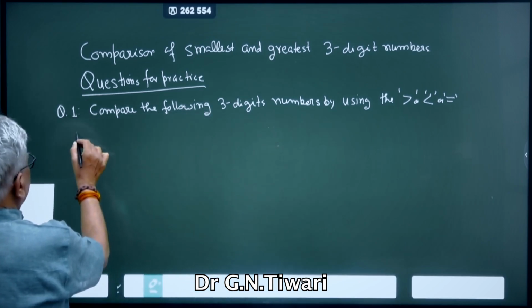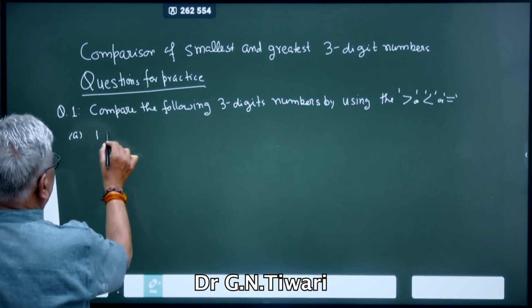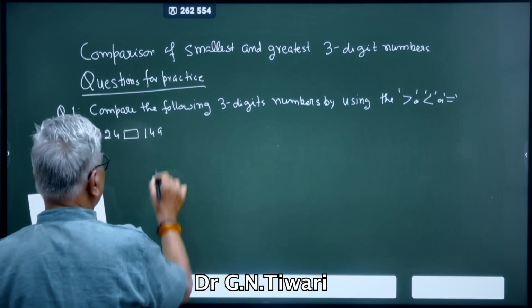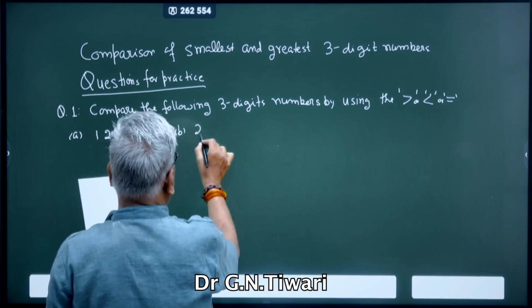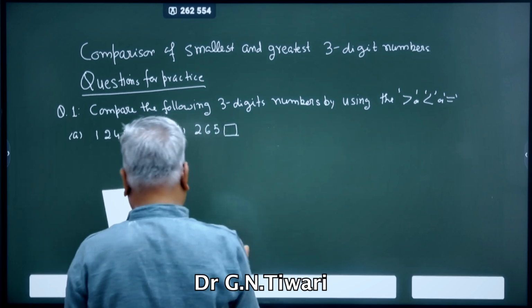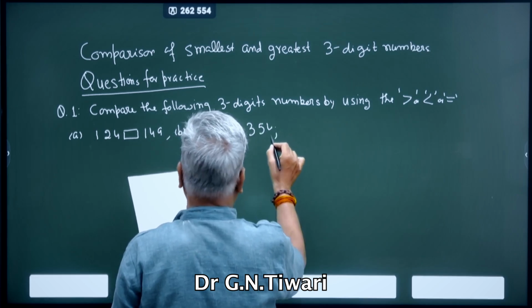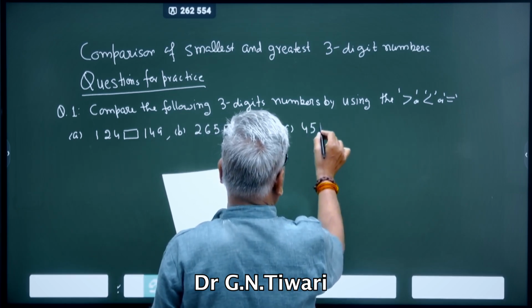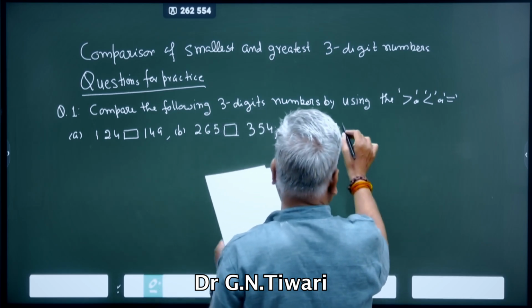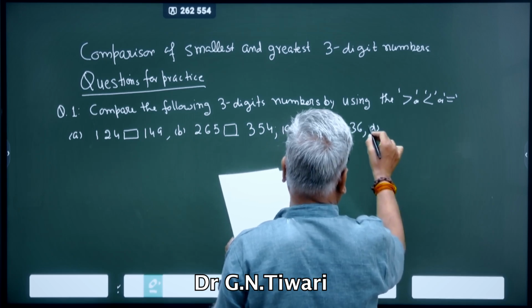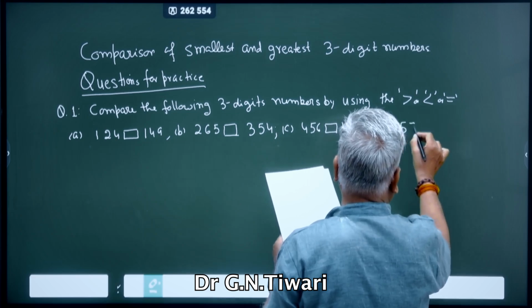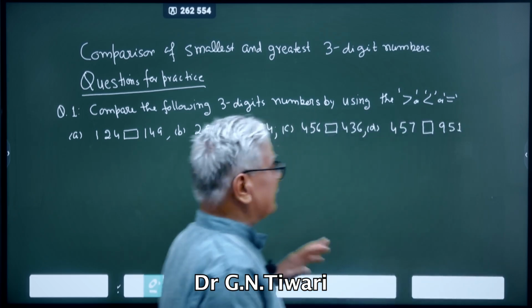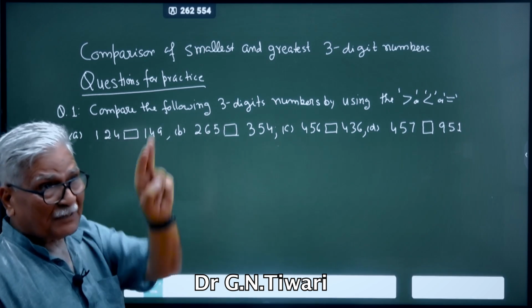A: 124 and 149. B: 265 and 354. C: 456 and 436. D: 457 and 951. Means ask the students to write all these OTH and then compare stepwise.